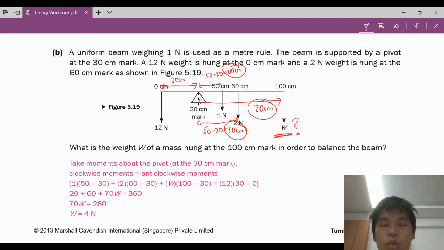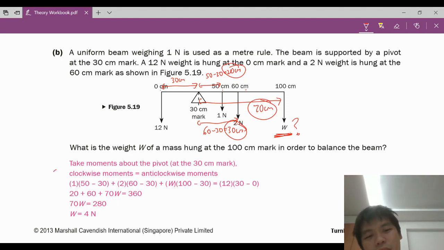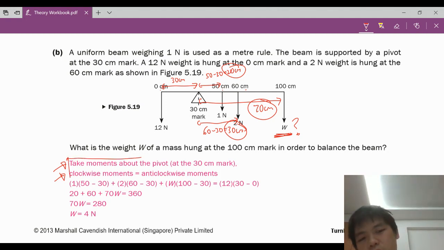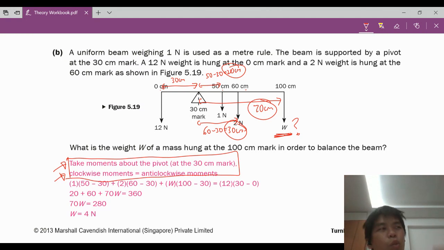Okay, so similarly, take the moments about the pivot, write down the formula. See, this too is very important. Make sure you have this so that you will be able to handle it now, because it's not only one force or two forces. One, two, three, four. Four forces. That's why we need to have the sum. Okay, so let's do the math.